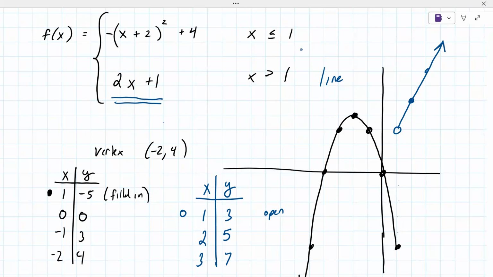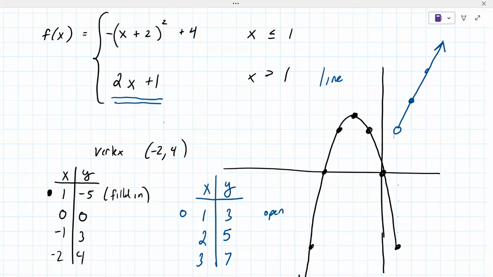So what it mostly is here is being able to make a table in whatever piece that you're in. And then we can do the rest of the analysis based on this graph here.